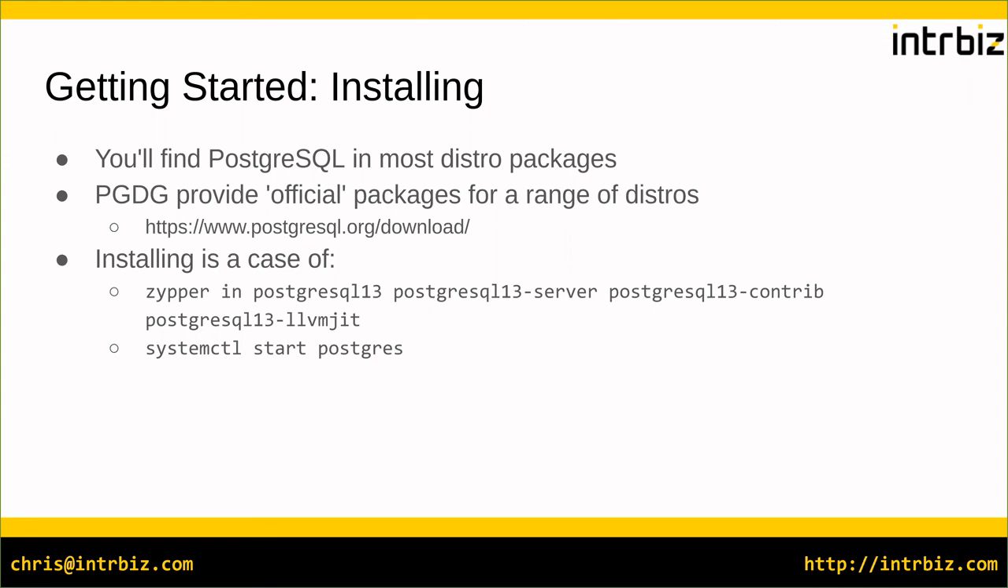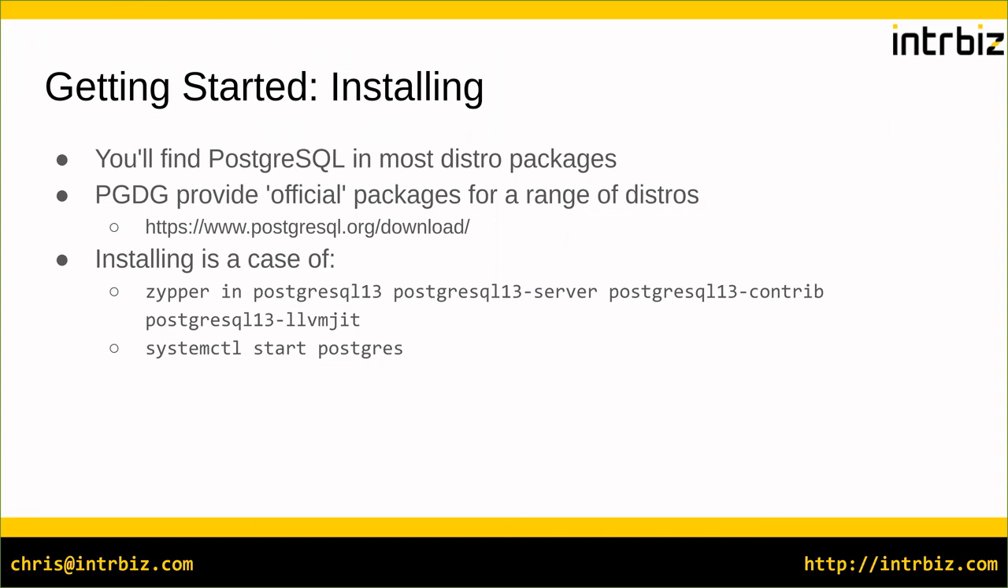So there is also on the main Postgres website a whole bunch of official packages for a range of different distributions, such as Debian, SUSE, off the top of my head. And these are provided by what's called PGDG, which is the Postgres Global Development Group. So obviously, using openSUSE as my distribution of choice, installing Postgres really is a case of these two commands: zypper install postgres, systemctl start postgres.